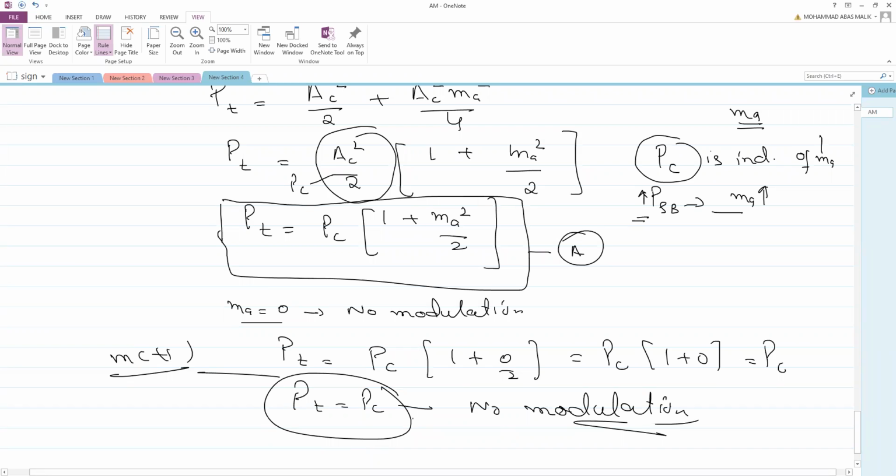So you just put different values of ma, put 0.5, then 1, then 1.5, and tell me the different values of power. Okay, so we will stop here. Tomorrow we will continue with the power relations and we will do a few numericals on the same. Anybody having any confusion, please tell.